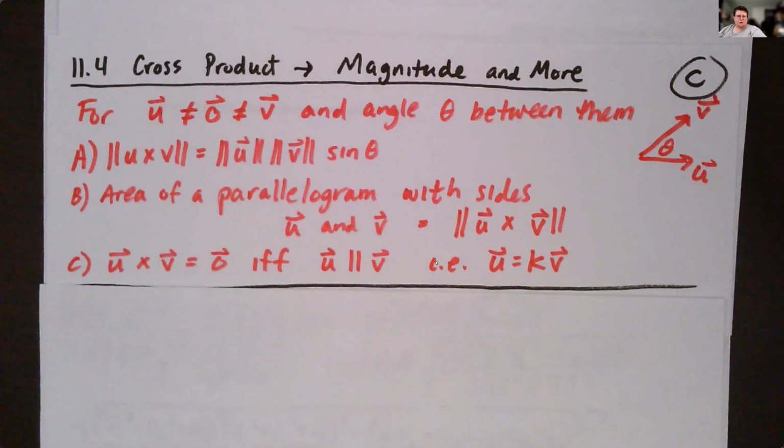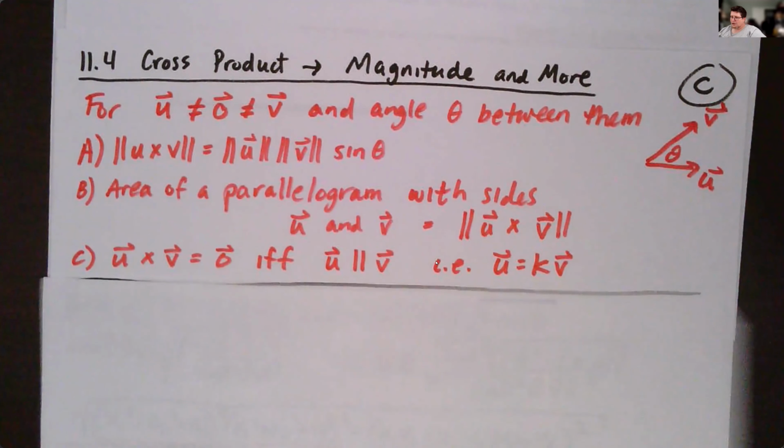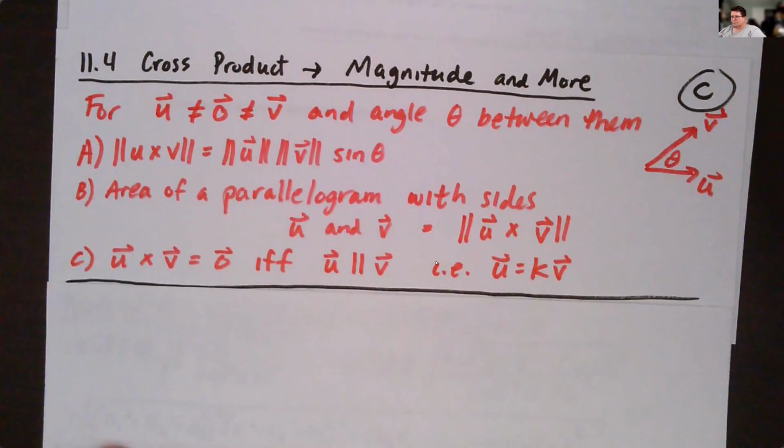And u cross v equals the zero vector if and only if u is parallel to v, which means u and v, one of them is a scalar multiple of the other. Okay? So I will pull that away. We got some nice long proof I'll come back to in a second.